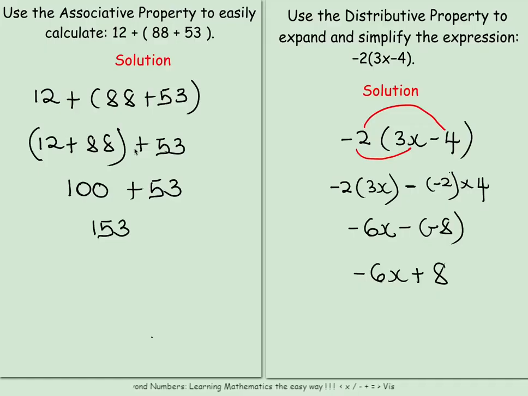So basically, in this lesson, we have looked at what the associative property is and what the distributive property is. I do hope that the explanations were simple and clear, and hence you have understood what these two are. The examples were also very simple and clear.